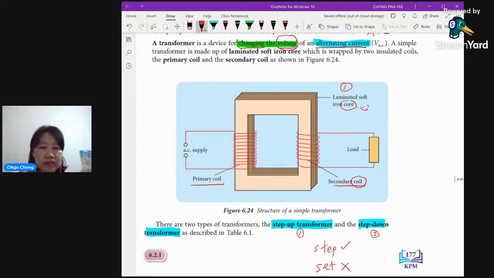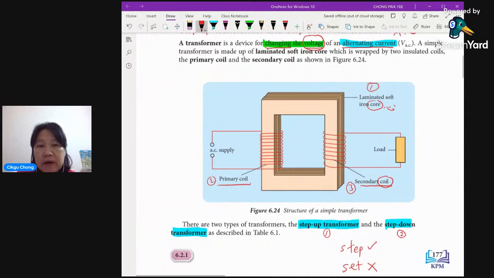So there are three things. One is the iron core, say it properly. Number two is the primary coil. Number three is the secondary coil. So these are the three things that you have in every transformer.